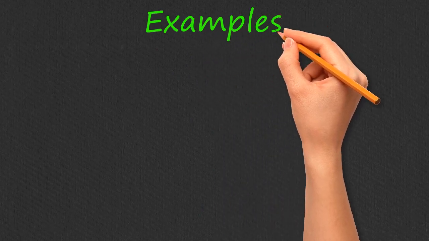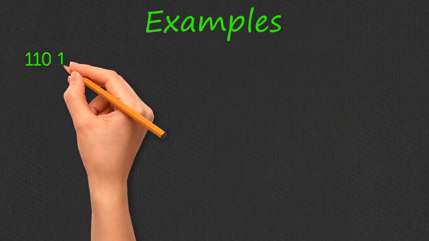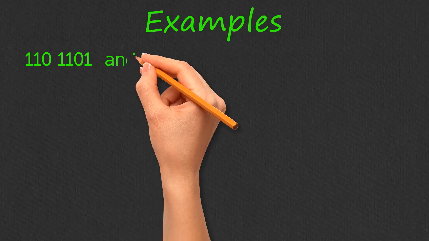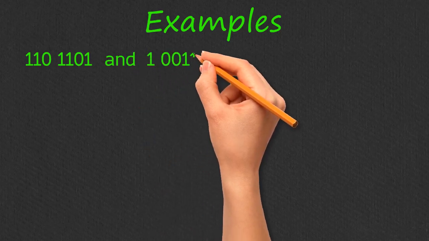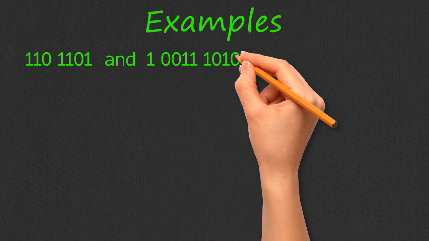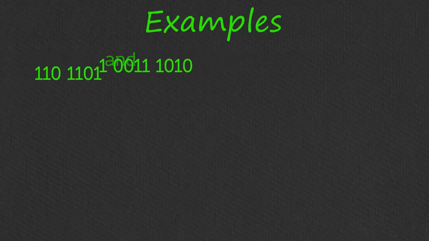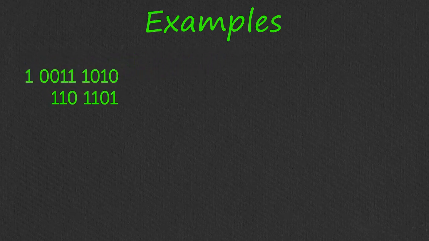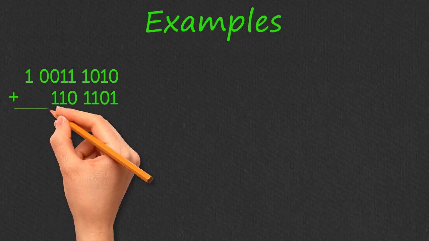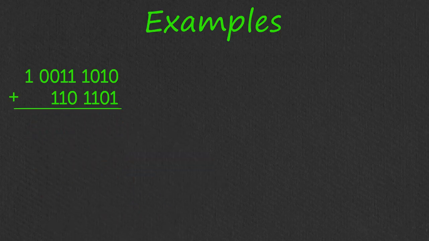Let us try adding together 1, 1, 0, 1, 1, 0, 1 and 1, 0, 0, 1, 1, 1, 0, 1, 0. First, we need to line them up correctly by placing the longer number at the top and lining them up so the rightmost digits, the unit digits, are under one another. Then we place the addition sign and underline the bottom number. So far, we did exactly the same steps as we did for decimal addition.